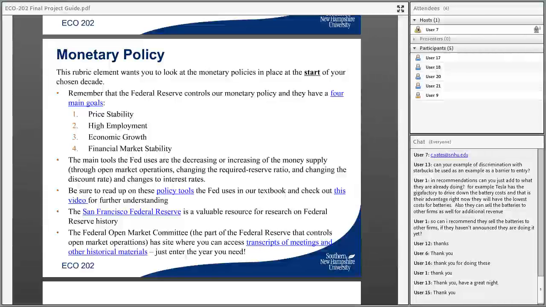Because that's what you're going to do. Once you identify the monetary policies, you have to explain the intent of the policy. Why was that policy enacted?